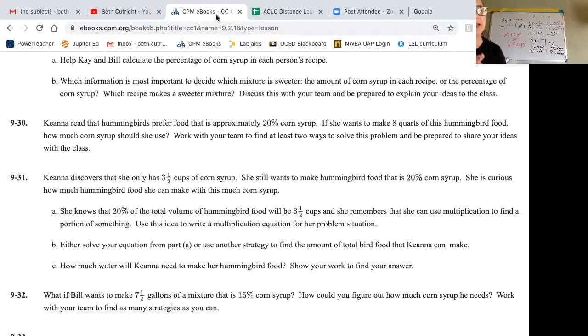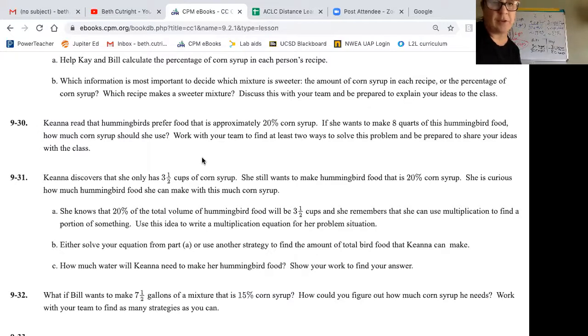Okay, Kiana discovers, so moving on to 31. Kiana discovers that she only has 3.5 cups of corn syrup, so she needs this much. We're still talking about Kiana, who has the magical mixture. She still wants to make the hummingbird food that is 20%. She's curious how much hummingbird food she can make. So she can use less, right? She can cut the recipe in half, about, not quite in half.